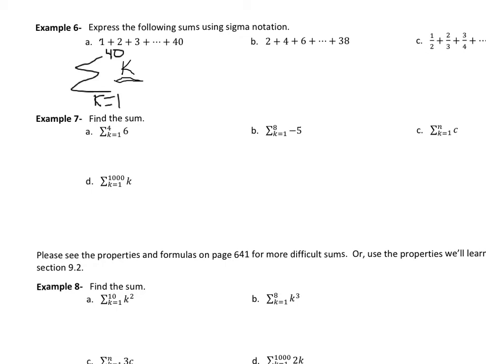Okay, now if we look at part B, we want to do our sigma notation, all right, and we always start with k equals 1. Now in this case, since we go up by 2's and my last term is 38, I'm going to have 19 terms, and then the number out here is just going to be 2 times the term. In other words, the first term is 2, the second term is 4, third term is 6, so we're always doubling the term to get our value.